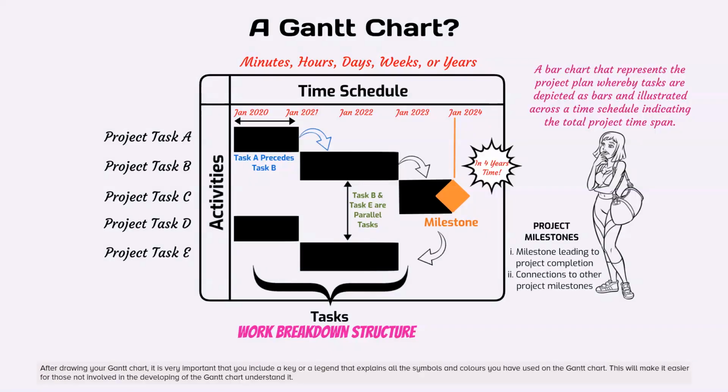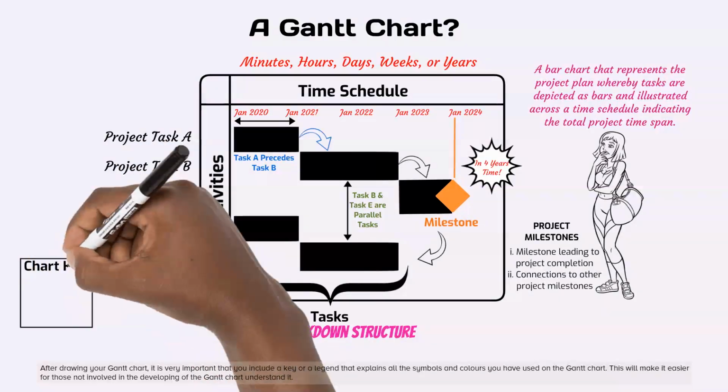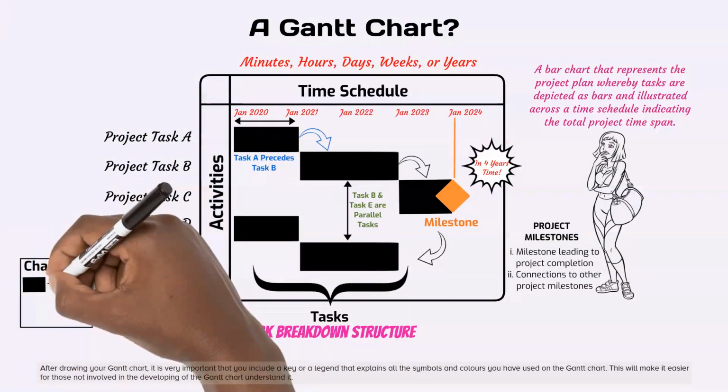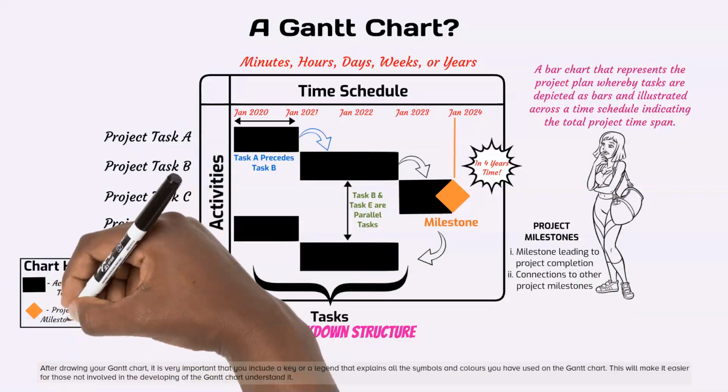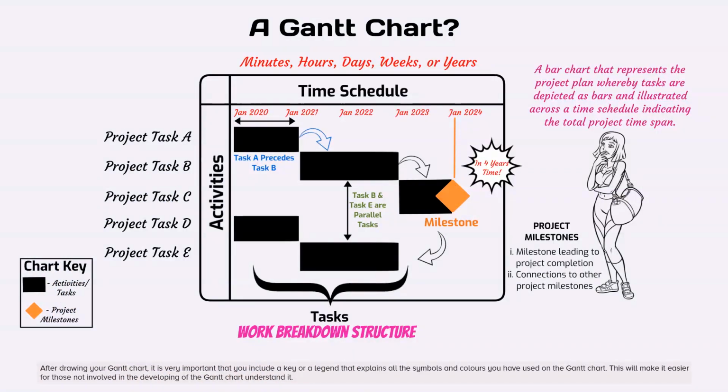After drawing your Gantt chart, it is very important that you include a key or a legend that explains all the symbols and colors you have used on the Gantt chart. This will make it easier for those not involved in the developing of the Gantt chart to understand it.